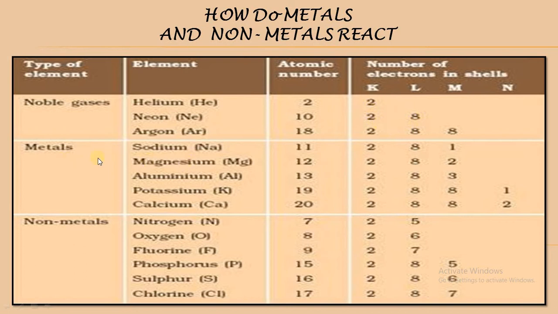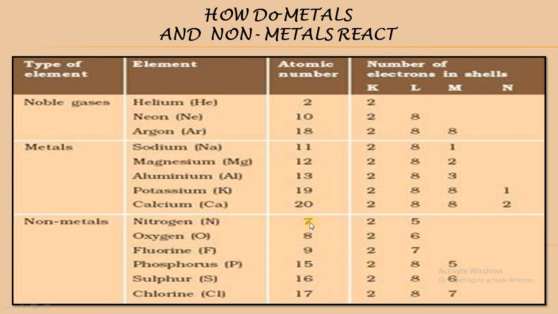The second category is of metals. Here we are taking the examples of 5 metals, sodium, magnesium, aluminium, potassium and calcium. The atomic numbers are 11, 12, 13, 19 and 20. Now the thing which we have to note here is that in metals, in the outermost orbit they have generally 1, 2 or 3 electrons, whereas in the non-metals such as nitrogen, oxygen, chlorine, phosphorus and sulfur, the electrons present in the outermost orbit are 5, 6 or 7.